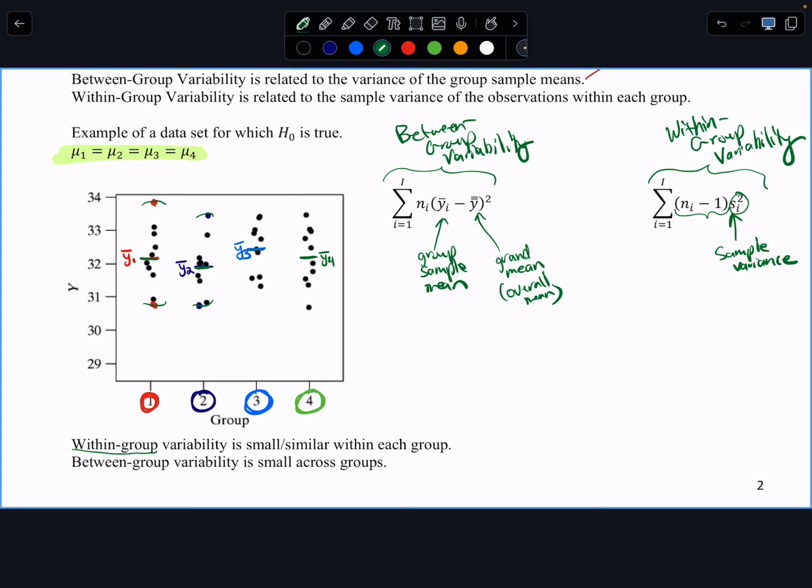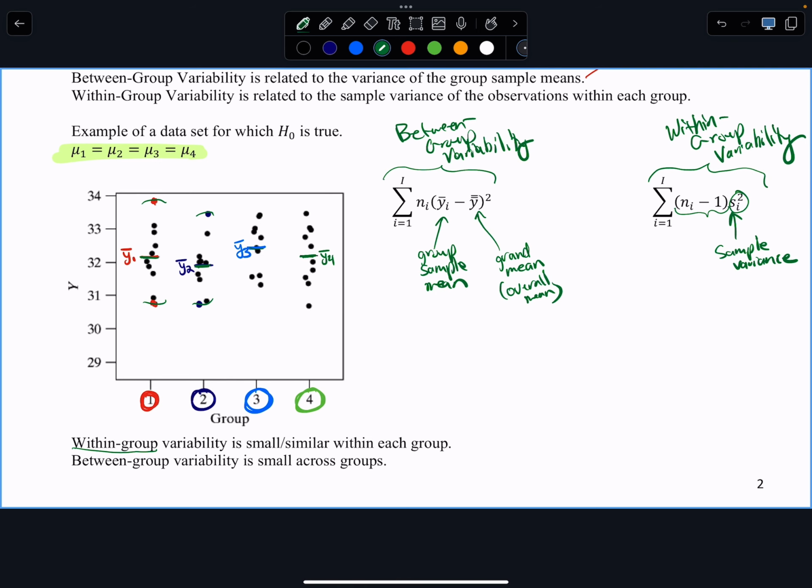And as we can see, y bar 1 is close in value to y bar 2. That's close in value to y bar 3. That's close in value to y bar 4, right? And so in this case, our between group variability is also small across our groups. All right? In a scenario like this provides strong evidence that H naught is true.